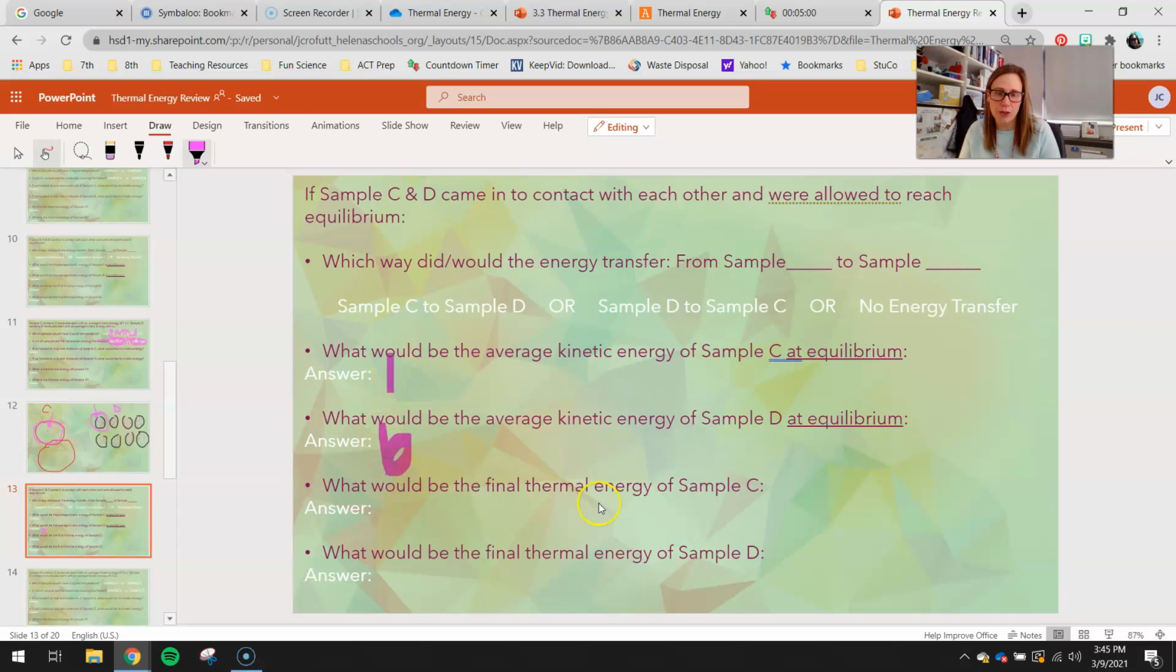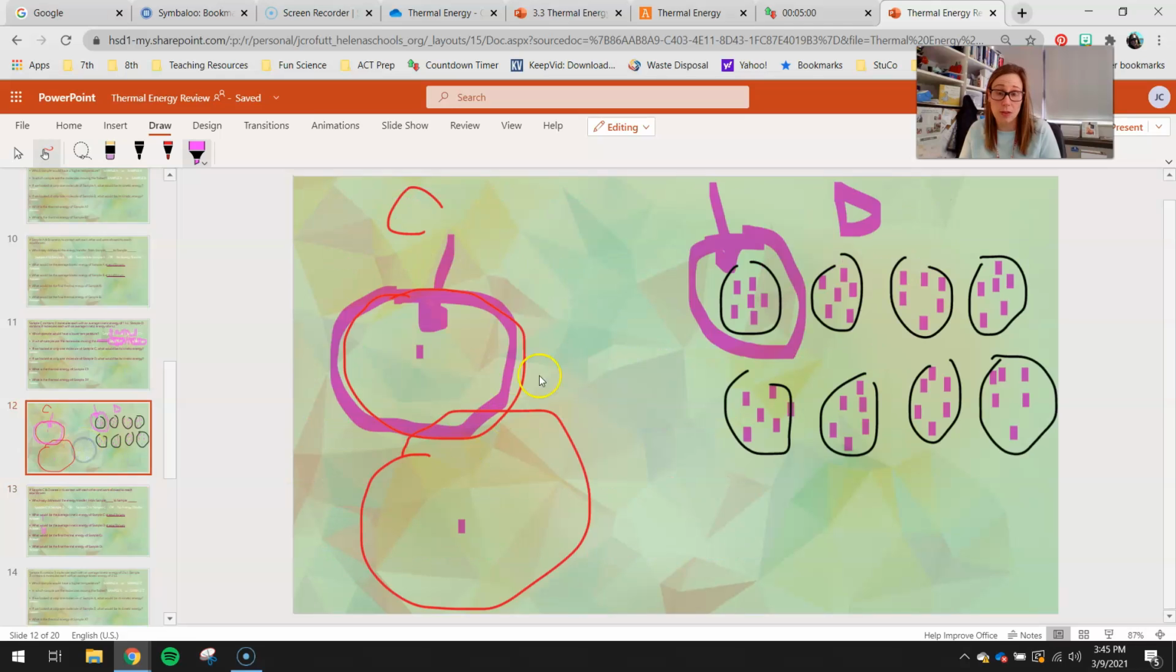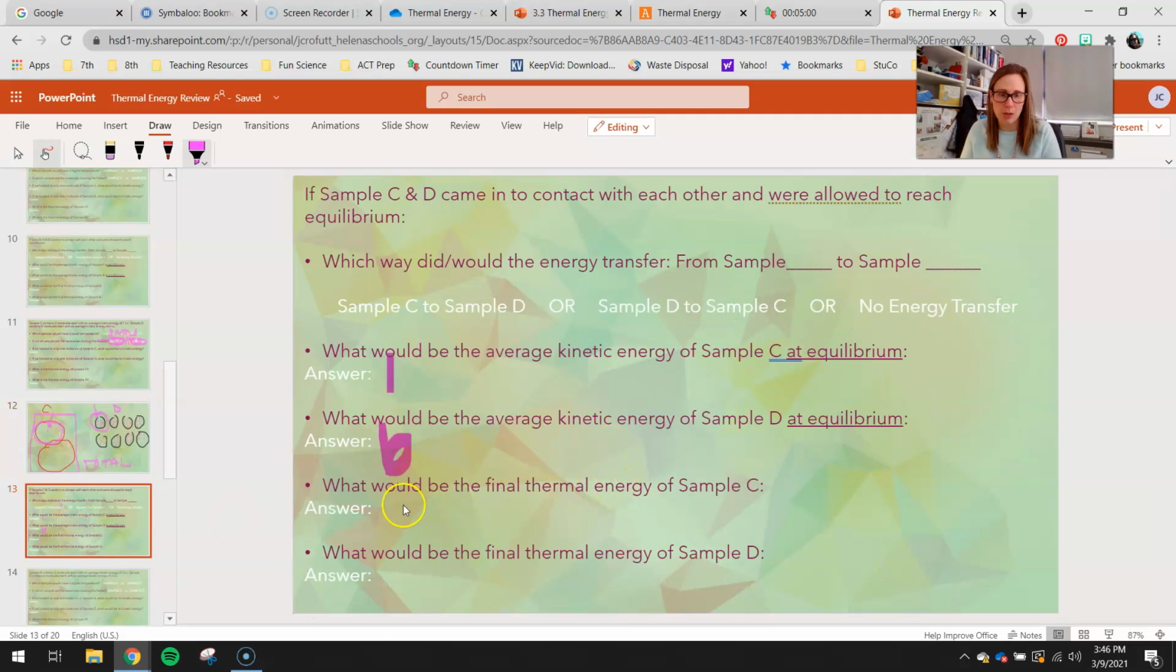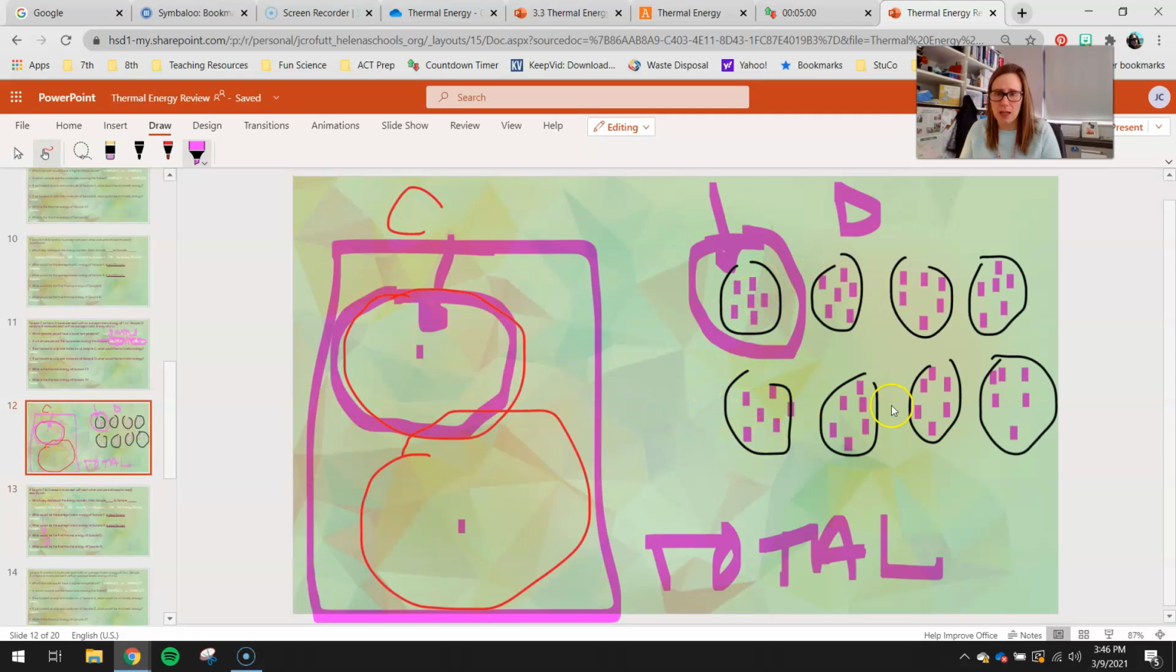And then what would be the final thermal energy of sample C? So remember, thermal energy is your total. So you would go ahead and add up all the kinetic energy in sample C. So we got 1, 2. So a whopping 2 for the thermal energy there. And then what would be the final thermal energy of sample D? You would go, all right, I have 8 molecules. Each of them has 6.